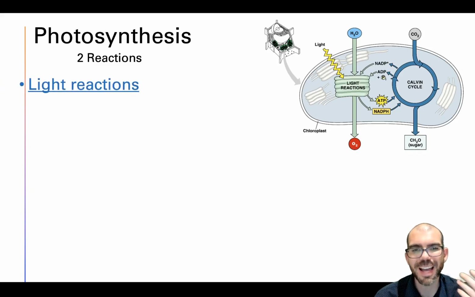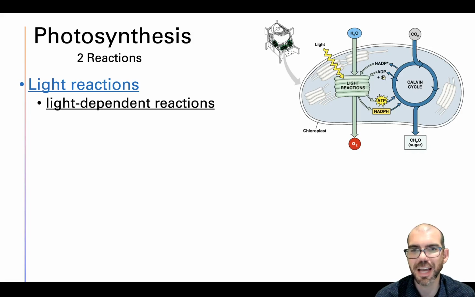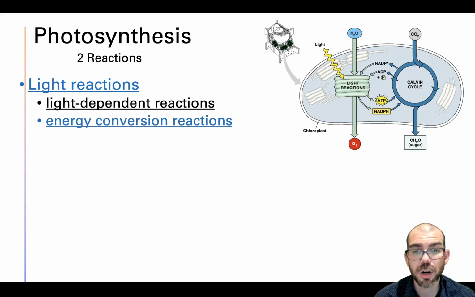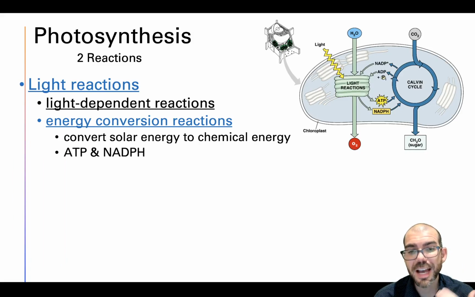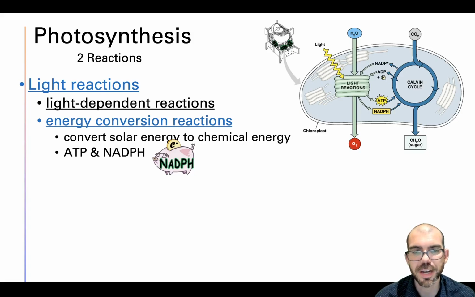The first one is referred to as the light reactions, or to be more specific, the light-dependent reactions. Why? Because these reactions require light to occur. This is where plants are going to be able to convert solar energy into chemical energy. Specifically, to synthesize 2 molecules, or regenerate them to be more accurate. This is where we're going to generate ATP and an electron carrier called NADPH. NADPH works the same way as NADH in cellular respiration. It's a molecule that's able to capture electrons and hydrogens and transfer them from one location to another.